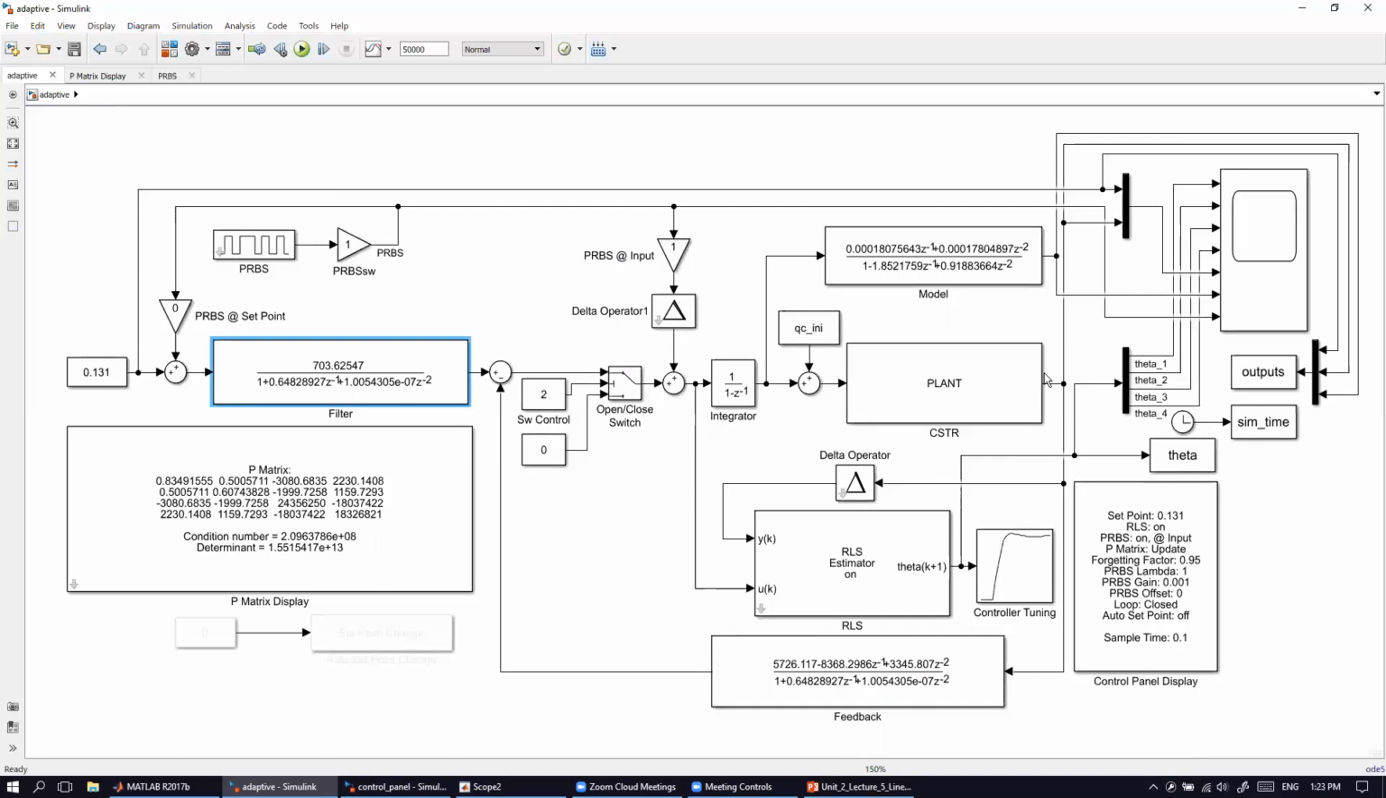And just for comparison, we have a model which is constantly identified in parallel. So we wouldn't need that for the control strategy, but it is just to observe what our model is doing.